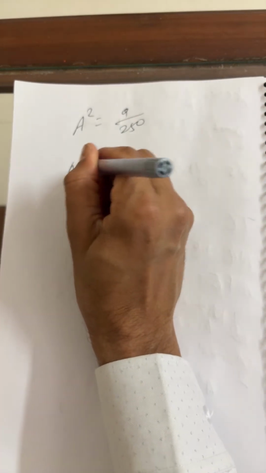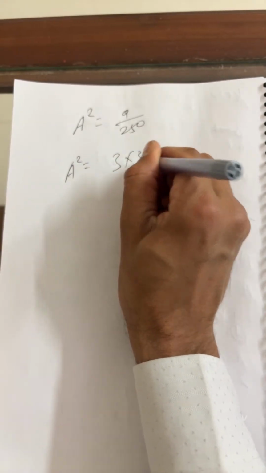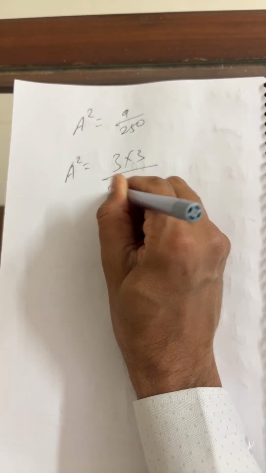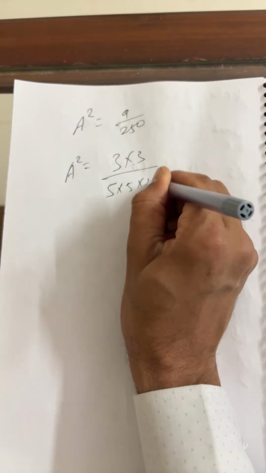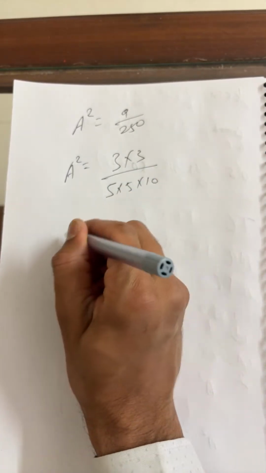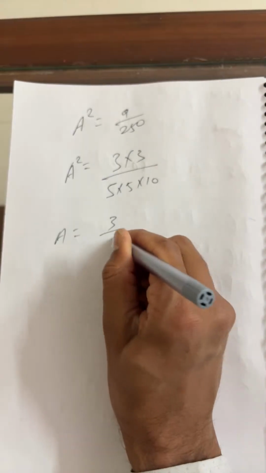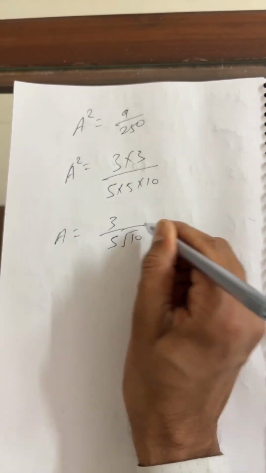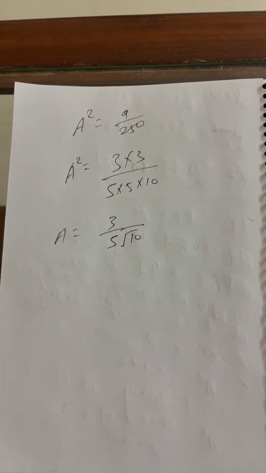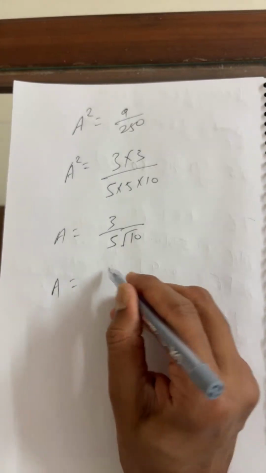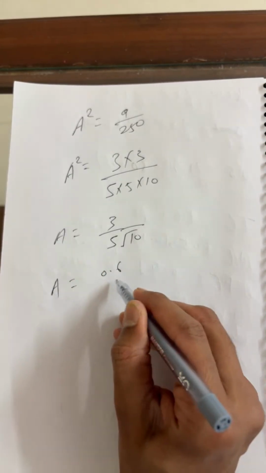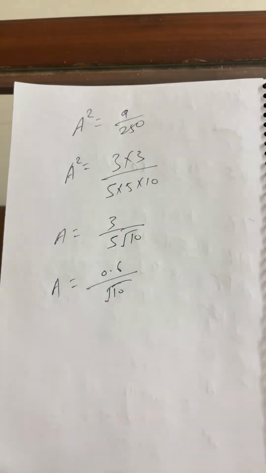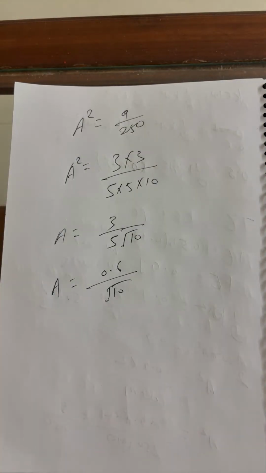So you can write A square as 3 into 3 upon 5 into 5 into 10. So we can take A equals 3 by 5 root 10. That is 0.6 upon root 10. How much is that finally?